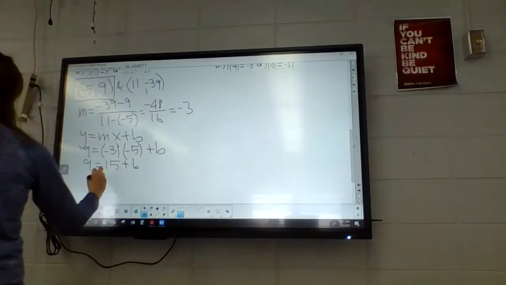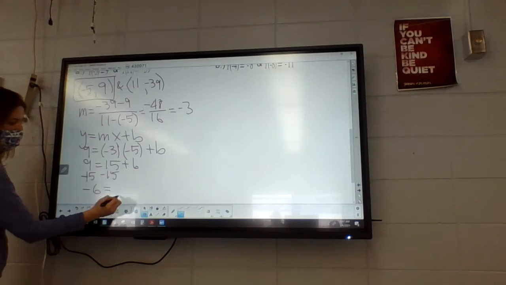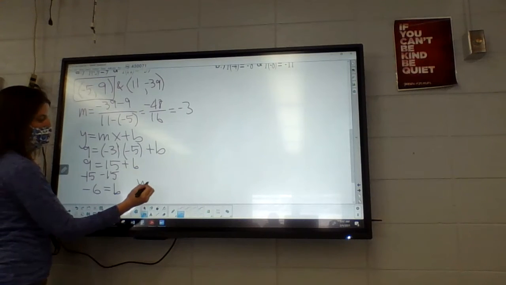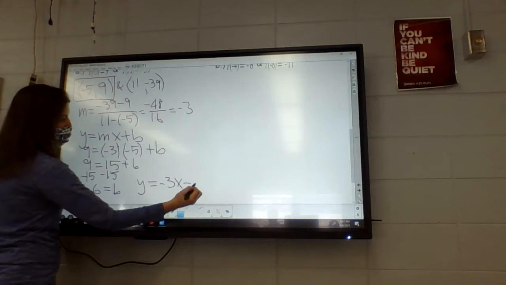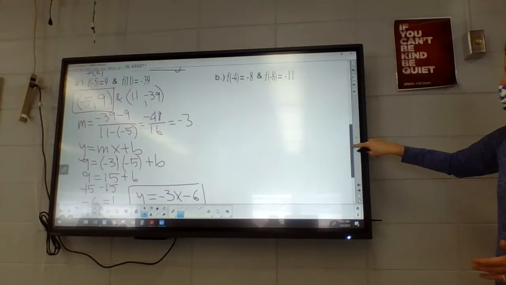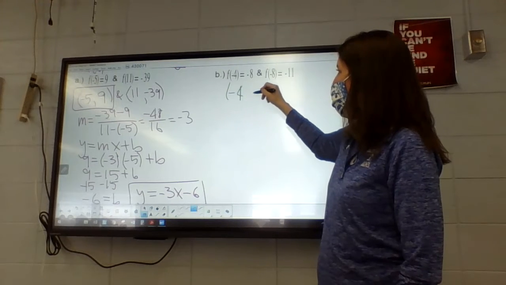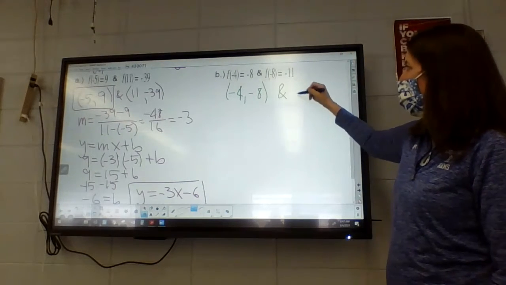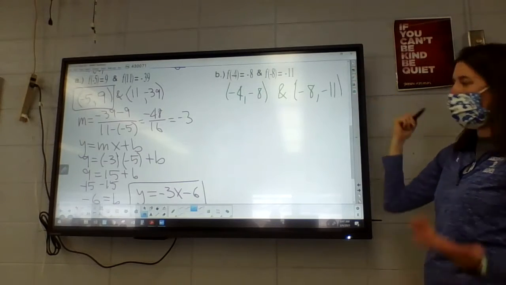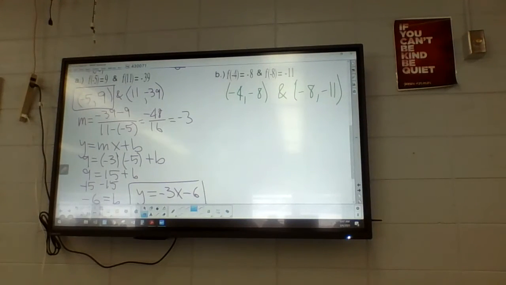So we're going to move this 15 over, and then we find our b. So b is actually negative 6. So m and b. I don't think we have to do the whole other example like this, because you get the idea, right? For this next one, just to make sure it's clear, it'd be negative 4, negative 8, and then negative 8, negative 11. It's just that different notation. We don't have to go through the whole slope, but just knowing that's what's going on there.